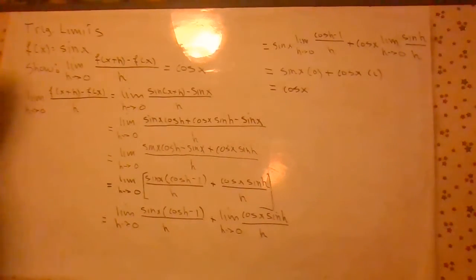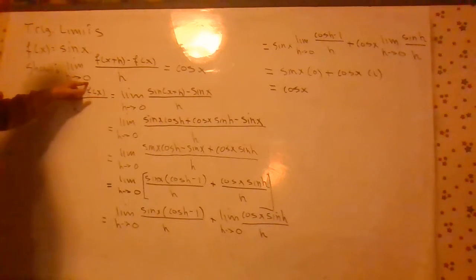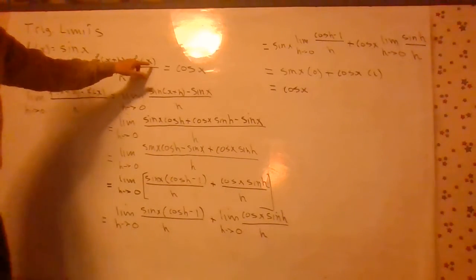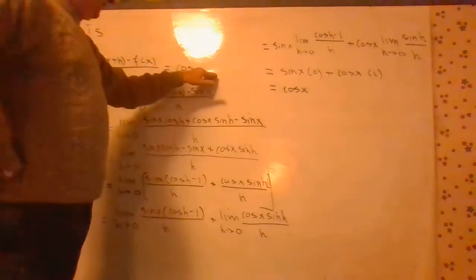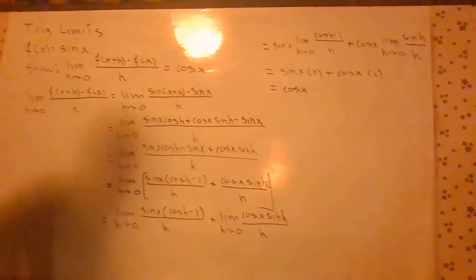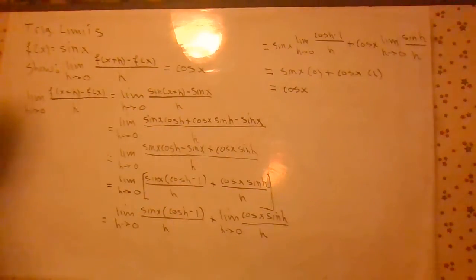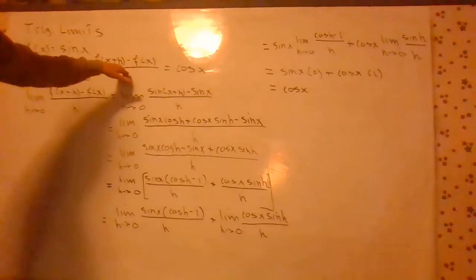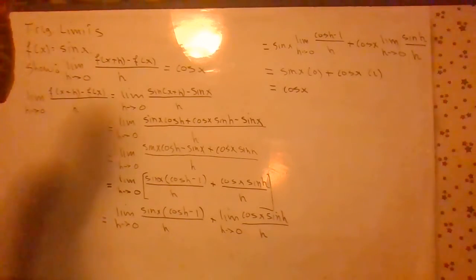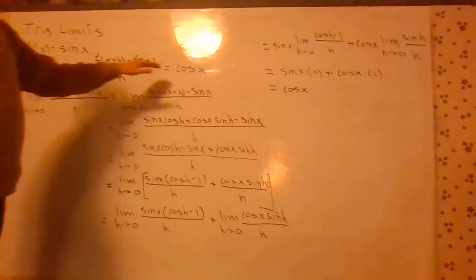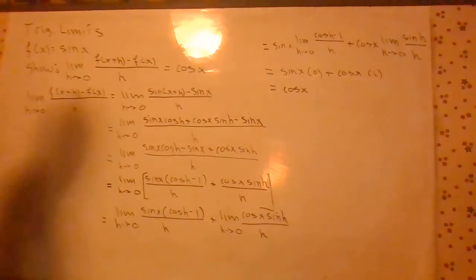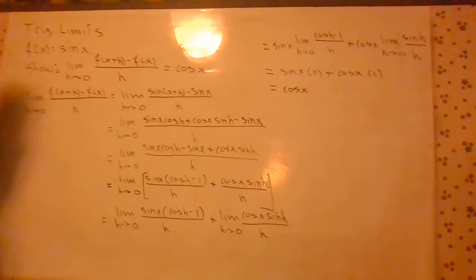Some trig limits. f(x) equals sine of x. I show this in your packet, but it's worth explaining a little bit. If we want to find the limit as h goes to 0 of f(x plus h) minus f(x) over h, it equals cosine of x. We want to show that that's true. This is what's called the derivative, and this actually gives you the slope. The slope of the sine function is given by cosine. I'll talk about that in a minute.